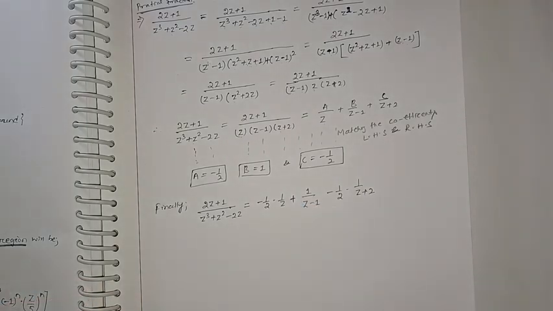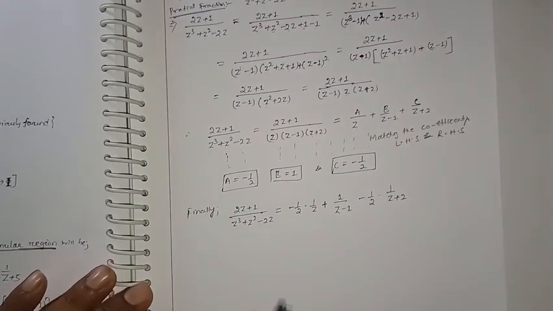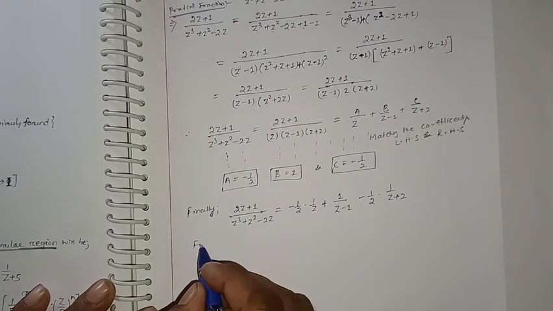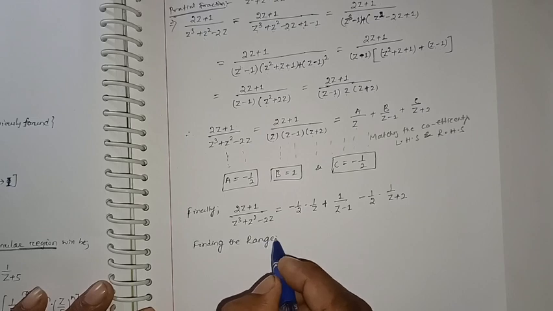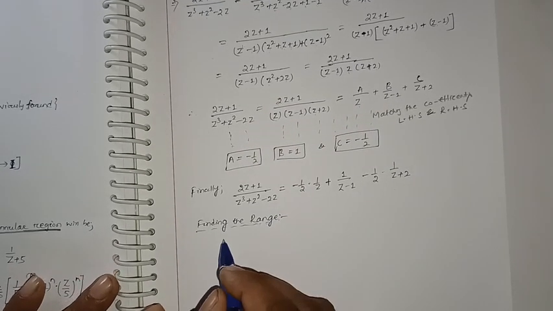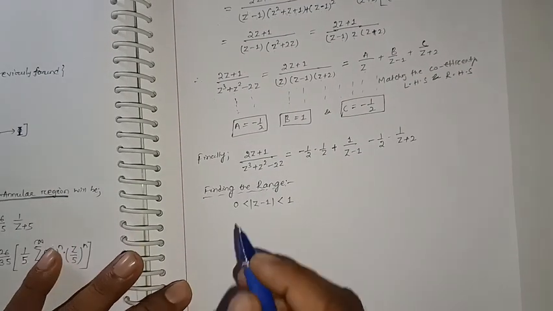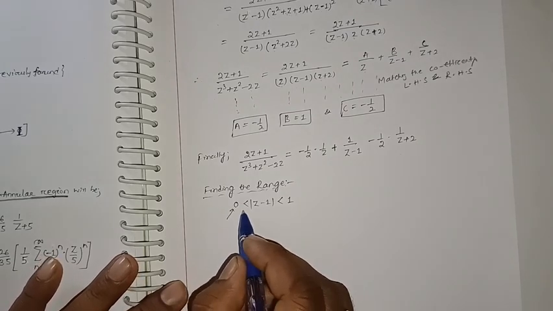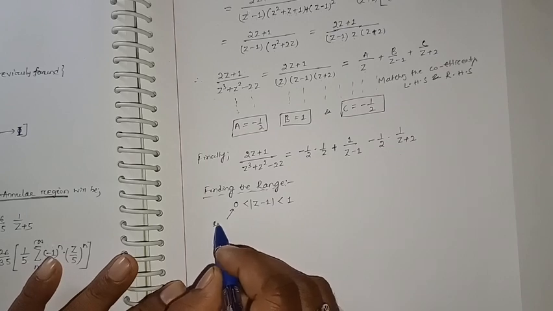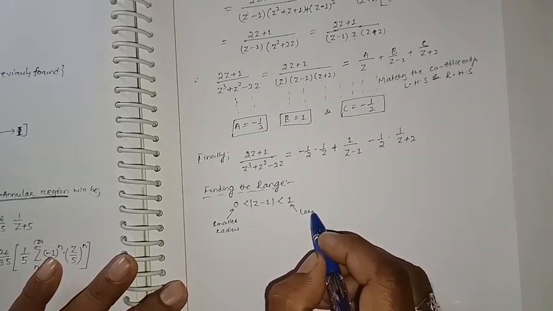Okay, so how we are going to find out the Laurent series of this in this particular region? For that we have to define the region from this given range. So first finding the range. Here given that 0 less than |z minus 1| less than 1, that means this is your smaller circle, radius of smaller circle, smaller radius, this is your larger radius.